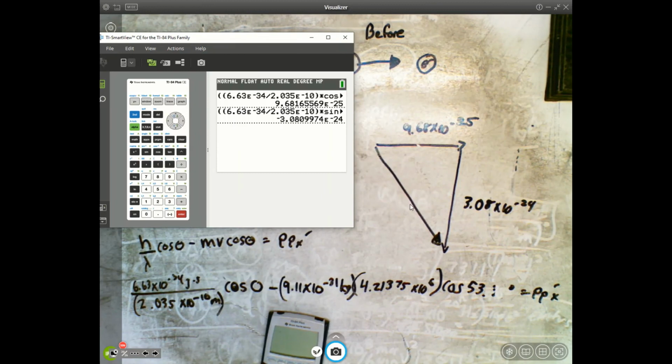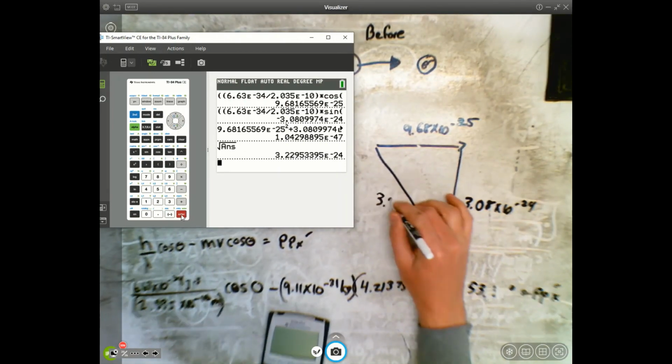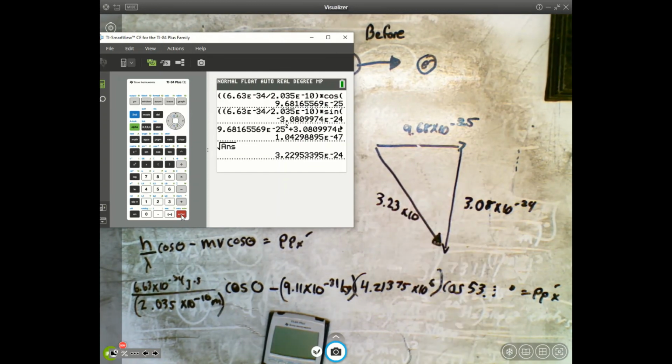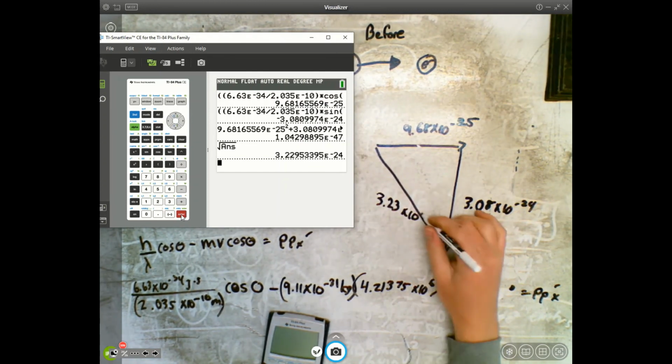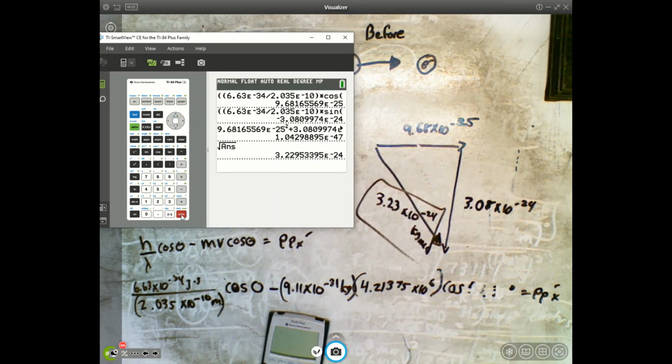If I want to find my total momentum, I just have to take this squared plus this, and I like to get rid of my negative, squared, and then I'll square root it. So Pythagoras, and I get 3.23 times 10 to the negative 24 kilograms meters per second. So that's my answer for my momentum.